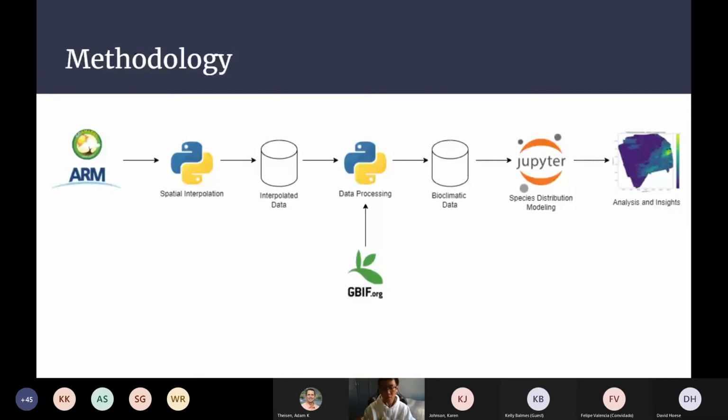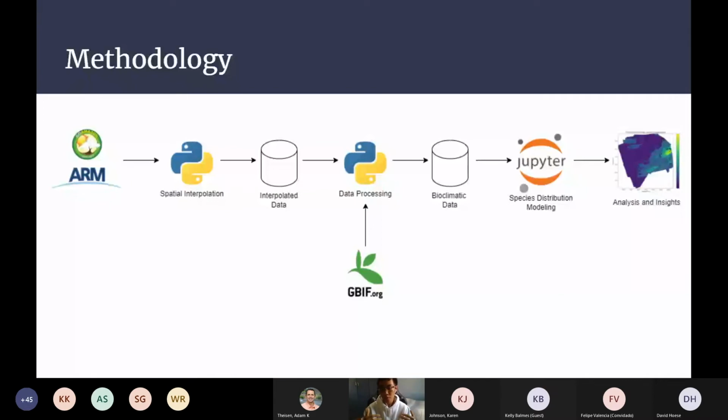Its workflow is based on three major steps. Initially, a data set from the ARM repository, which contains environmental and atmospheric data from the GoAmazon project, is imported. Then linear spatial interpolation is performed in order to generate a high-resolution grid of the data over the region of interest in the Amazon basin region. Then a data set from the Global Biodiversity Information Facility, GBIF, which contains data about the biodiversity and the distribution of the species in the region, is also important.